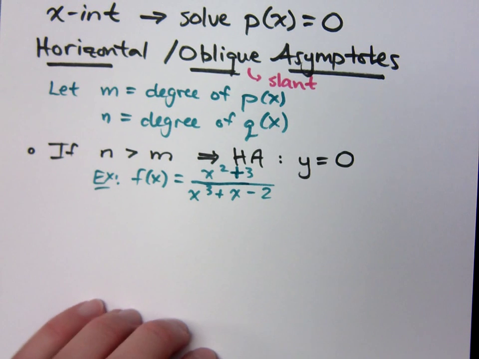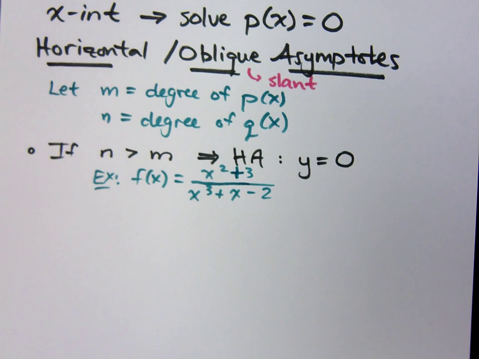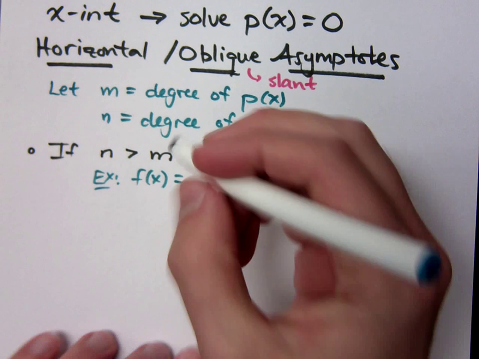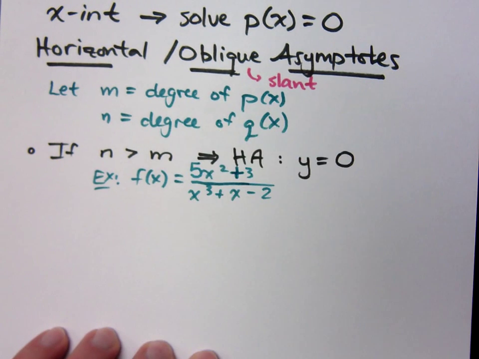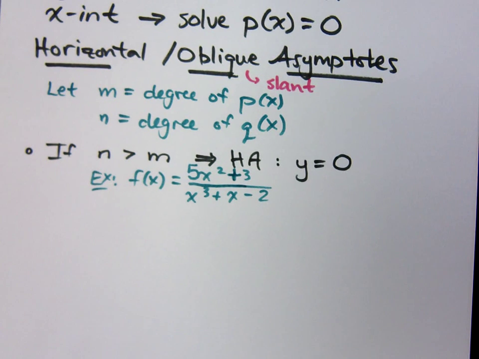So who's stronger? Who's more dominant, the top or the bottom? The denominator. Even if I wrote 5x squared plus 3, who is eventually going to win this battle? 5x squared or x to the third?